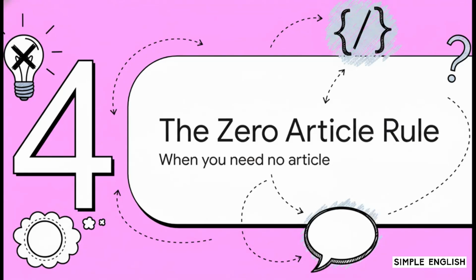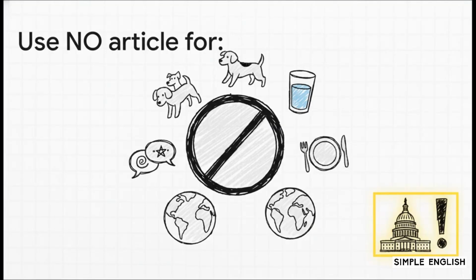So we've covered a, an, and the. But what about those times when the best choice is, well, nothing? This is what we call the zero article rule. And knowing when not to use an article is just as important. You use no article when you're talking about stuff in a really general way. Like with plural nouns, you'd say dogs are friendly, meaning dogs as a whole concept. Same goes for things you can't count, like water is important. You also skip the article for most languages, meals, and countries. Though you gotta watch out for those couple of big exceptions, like the United States and the United Kingdom.